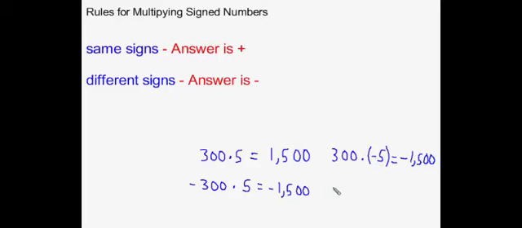The last variation of the problem is that if you had both of the numbers being negative, it would still be that they have the same signs, just like we had in this case. So the answer would come out to be positive.